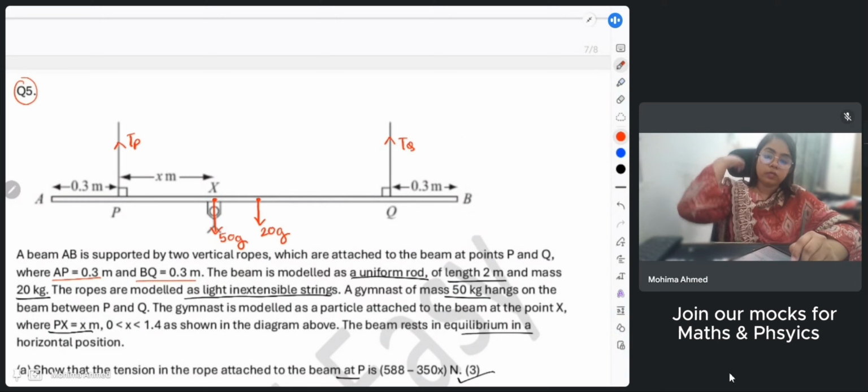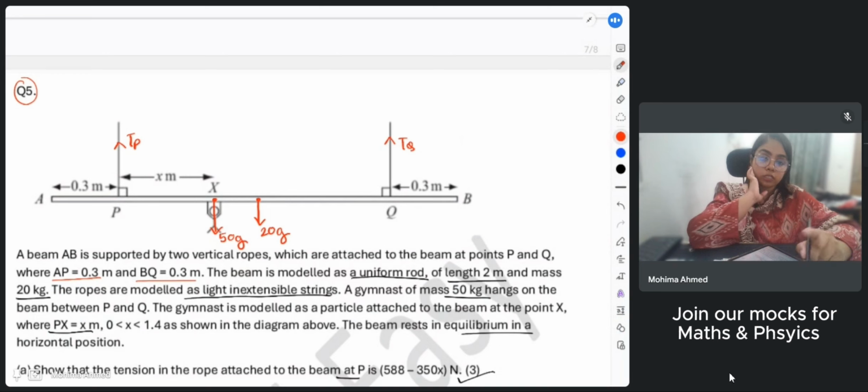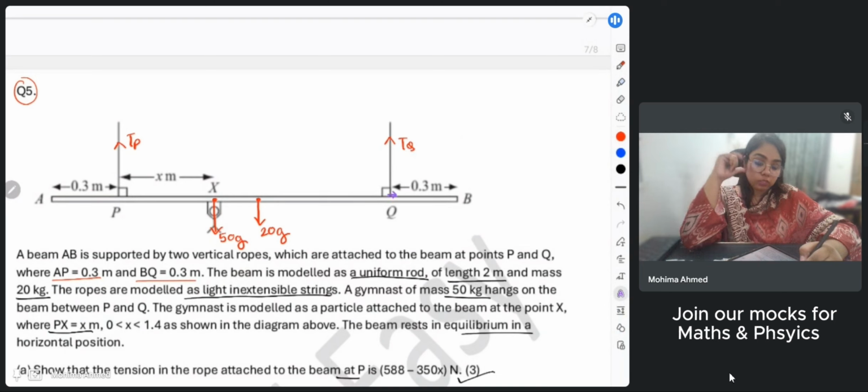If I'm going to consider taking moments from point Q, this TQ will already cancel out, because if I'm considering this as the pivot, there is no distance between TQ and the pivot point. If the distance is zero, obviously the moment at that point is zero. So we only consider the weight, the gymnast, and this tension. About this point, this will make the beam move anti-clockwise, this will also make the beam move anti-clockwise, and this will make the beam move clockwise.